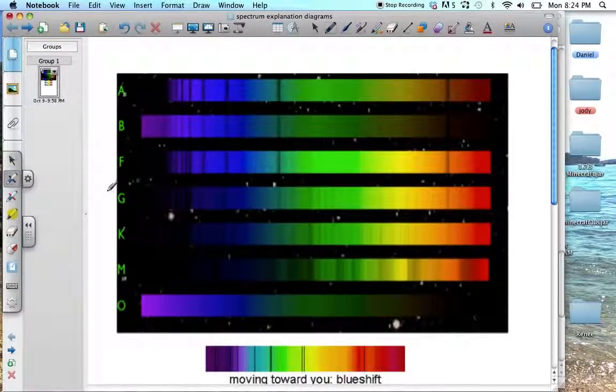Hi students, in this video I'm going to be looking at the atomic spectra and what you can see from that. As we've already discussed, stars can be classified according to their main color. So a yellow looking star would be a G star, something like our Sun. And from the Hertzsprung-Russell diagram, we can predict the luminosity of the star.